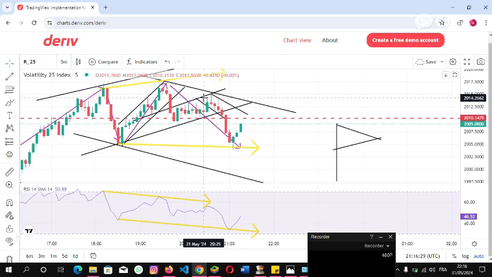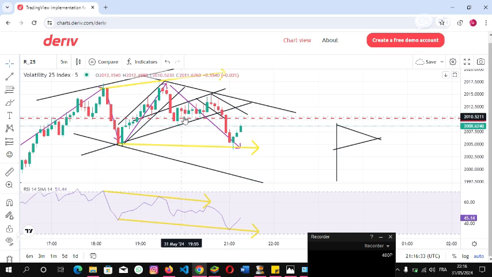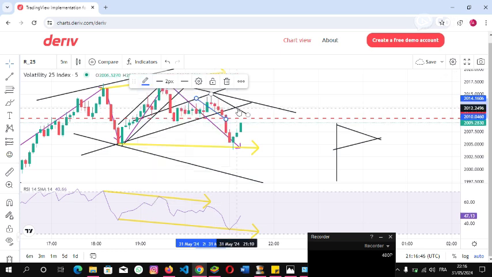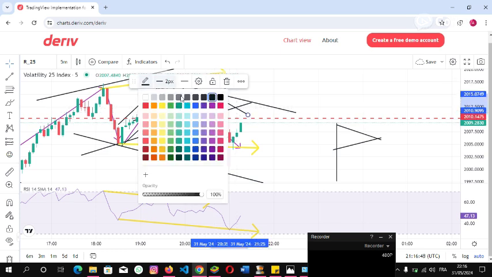But then I had this area here, this bottom here, which had also formed a resistance here. So I put this dotted line at this bottom here, and I was just waiting. So once the market broke through this first trend, this first channel here, let me change the channel to blue. So that's how I trade this. I wait for the market to break below this first channel.